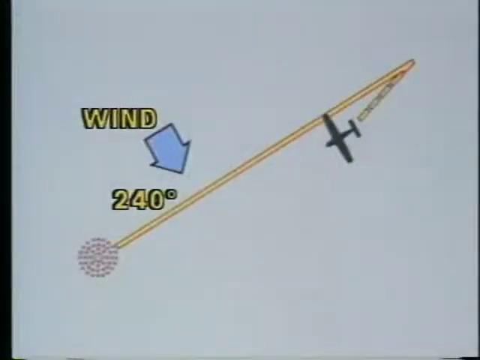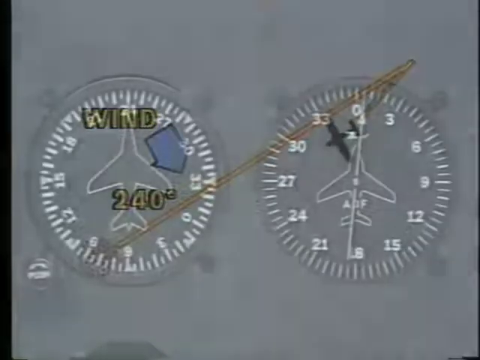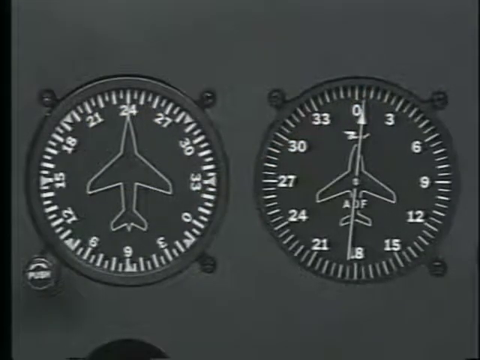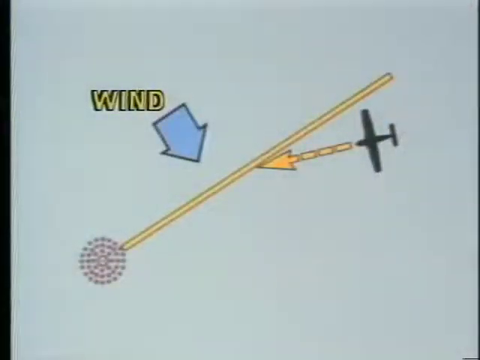Let's assume you want to track on the 240-degree bearing to the station, and a right crosswind has drifted you left of course. The ADF needle will point to the station which, in this example, is 5 degrees to the right. Turn right, using an appropriate intercept angle, and maintain that heading. In this case, a 20-degree correction angle is being used.